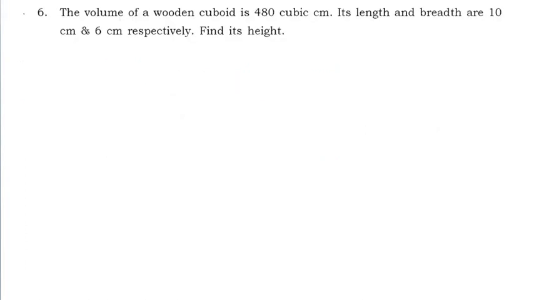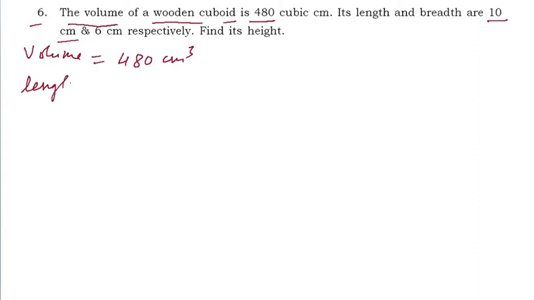Now come to the question number 6. The volume of a wooden block is given as 480 cubic centimeters. So you can write here volume is equal to 480 centimeter cube. Its length and breadth are given. Length is equal to 10 centimeter and breadth is also given, 6 centimeter. So you can write here breadth, it is 6 centimeter.